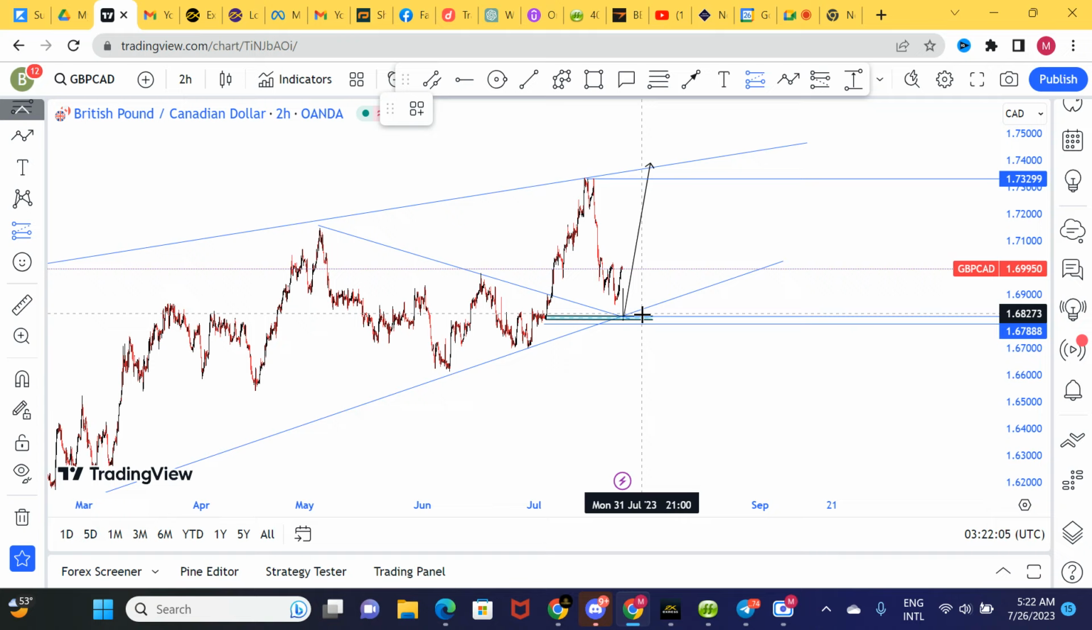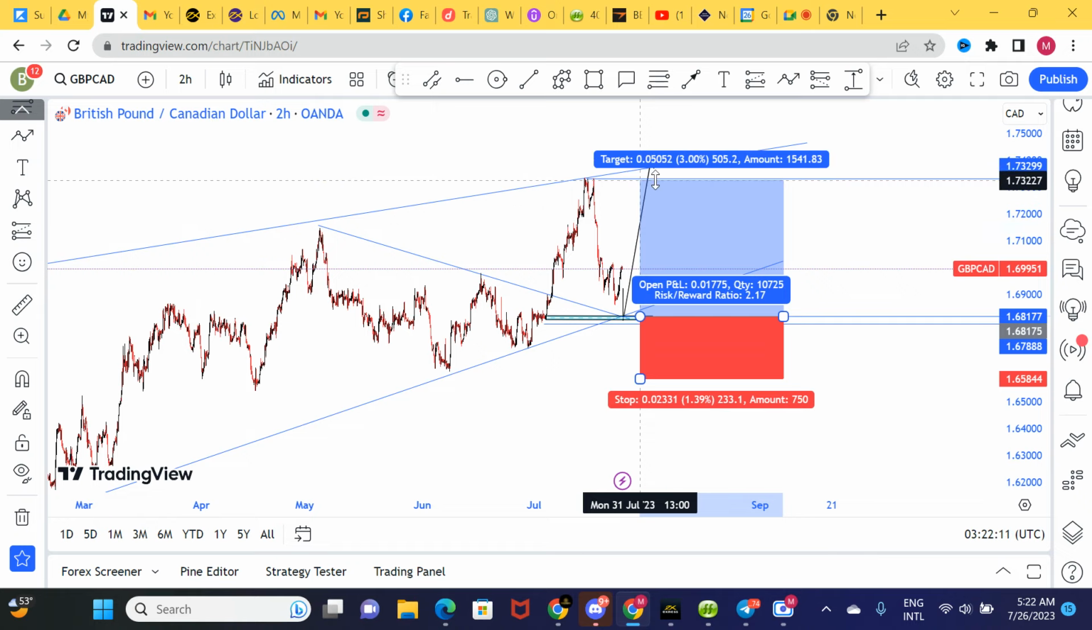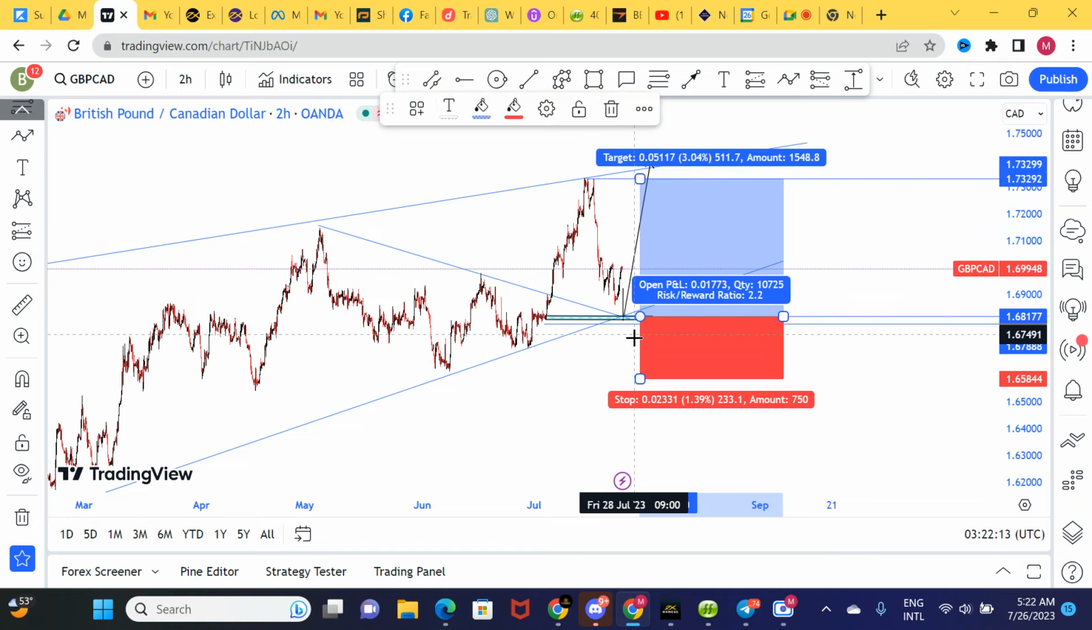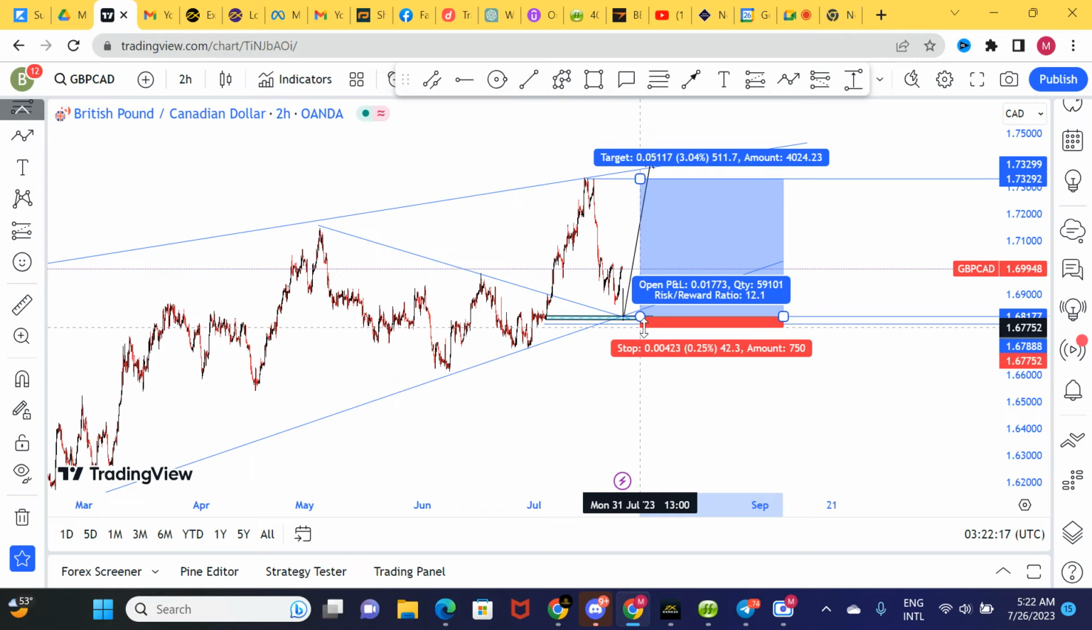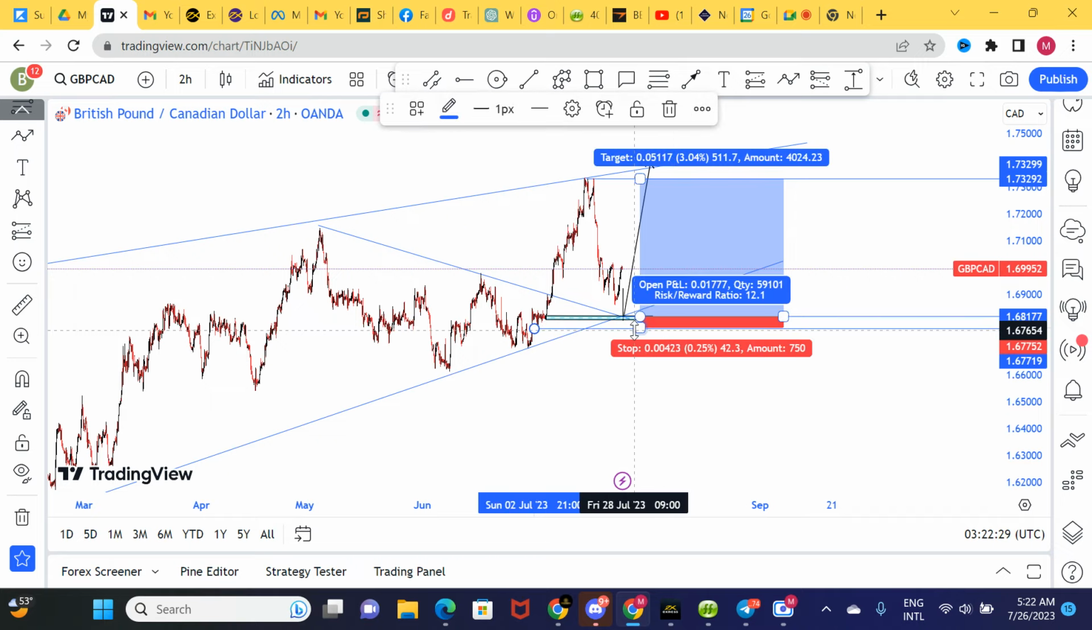So this is our entry point all the way to this zone, right? Okay, that's our last take profit. And then our stop loss is going to be here. Now, this is a little bit too tight for this pair. We can just adjust a little bit, maybe below this low. I think this is okay. Below this low.